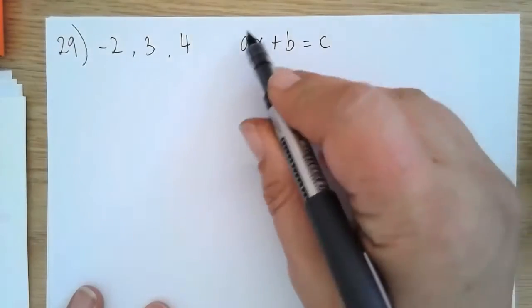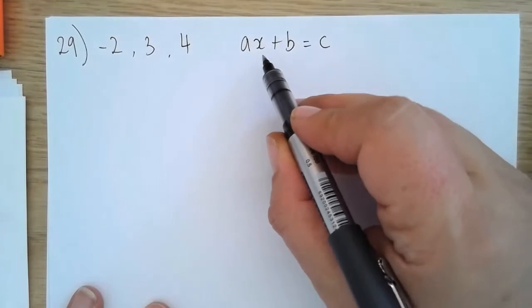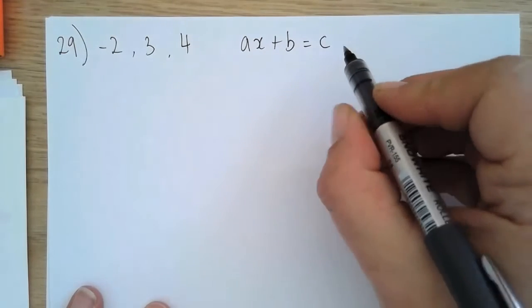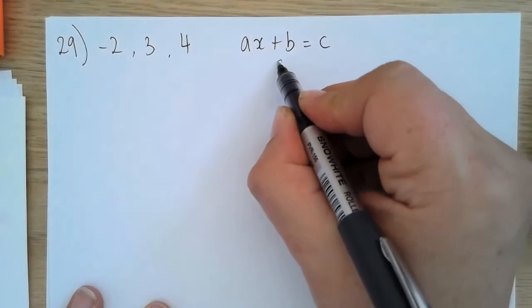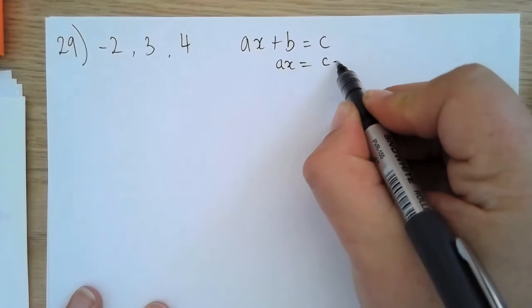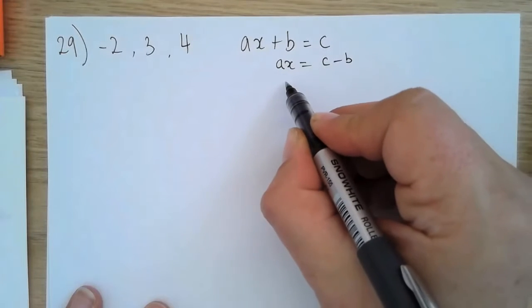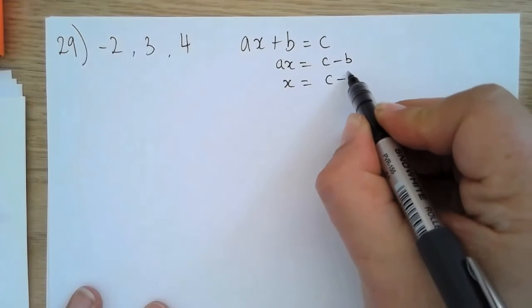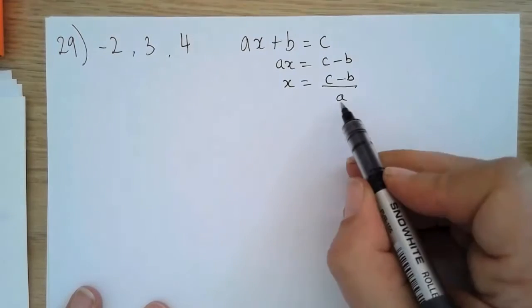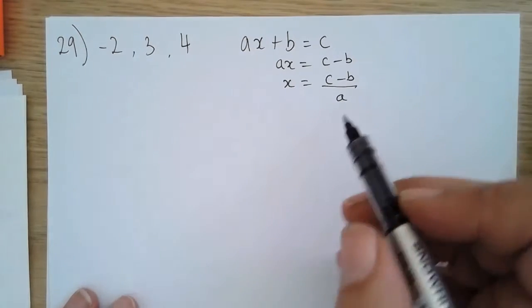So the first thing I'm going to do is rearrange. I want to know what x is. That's where I'm getting to. So I'm going to subtract b from both sides, and then I'm going to divide by a. So this is the equation that I need to use.